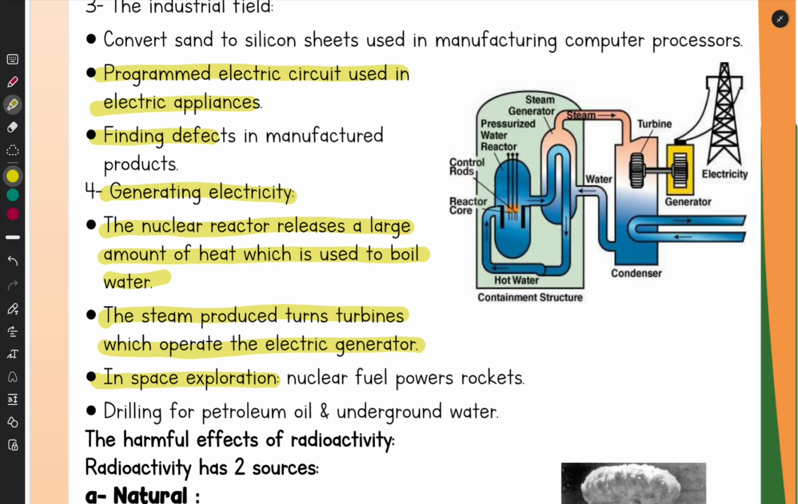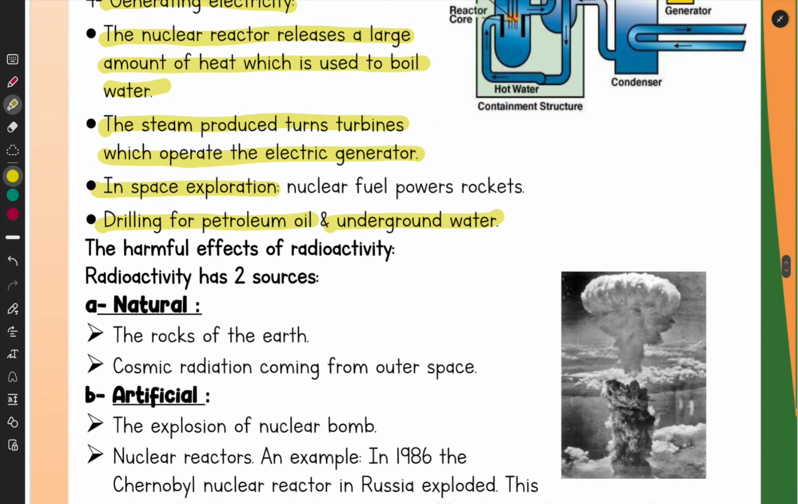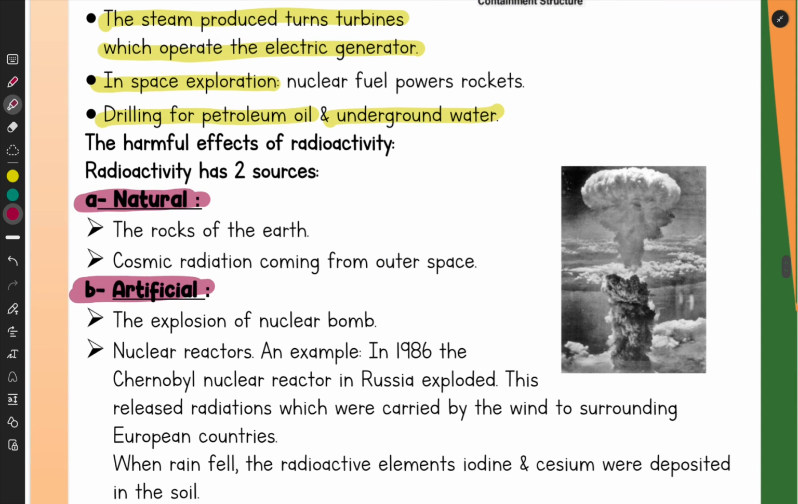In space exploration, nuclear fuel powers rockets, and it is used in drilling petroleum oil and finding underground water. Okay, the harmful effects of radioactivity. Radioactivity has two sources, natural or artificial. What is the difference between them?